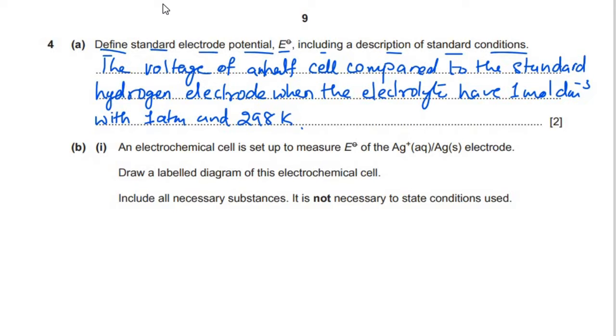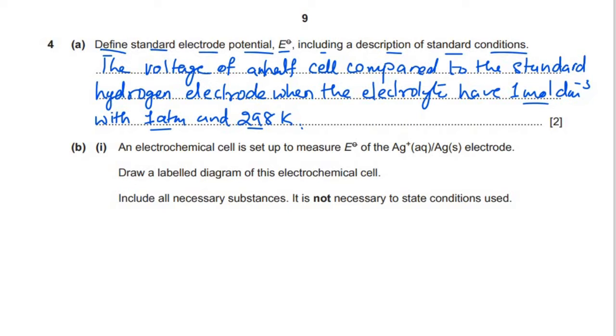So these are the standard conditions required, because it's written describe the standard conditions and define standard electrode potential. So here is the definition including all the standard conditions. I am not writing the full sentence because that's not required. What is important is the 3 standard conditions of the half cell.